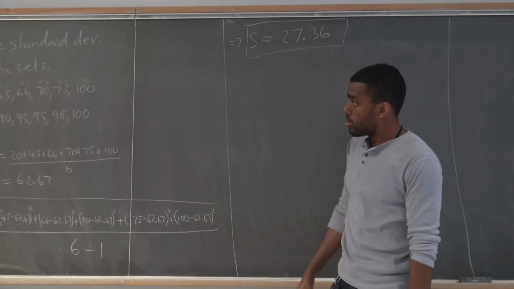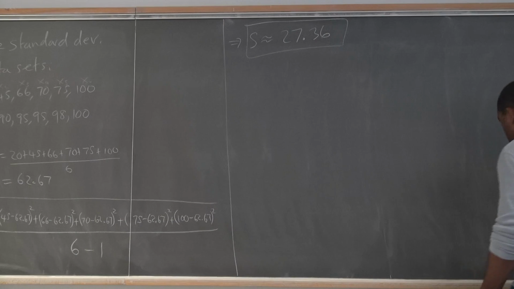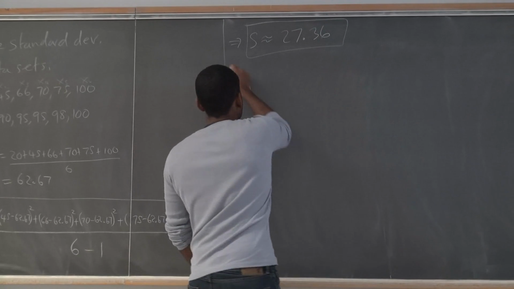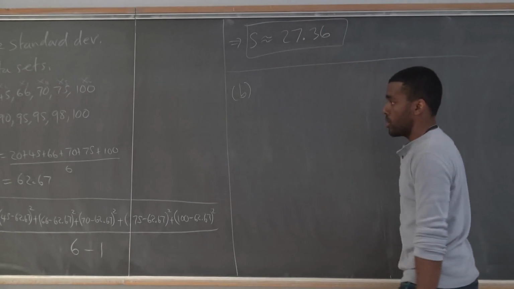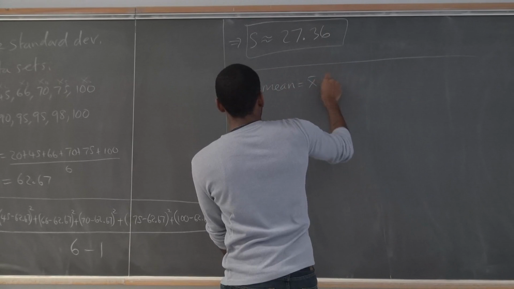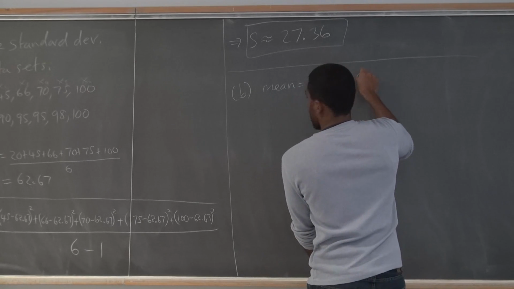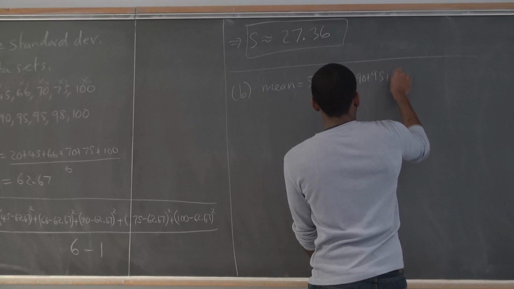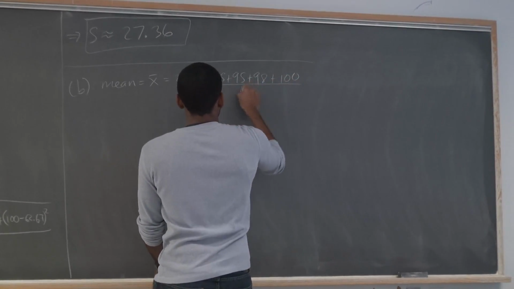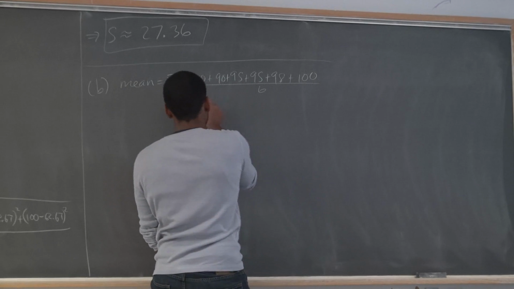Anyway, so that's that. Now, typically, how people do this is they try to throw things in a table. So let me do that in part B. In part B, again, we need the mean, which is x bar, which is 20 plus 90 plus 95 plus 95 plus 98 plus 100 all over 6. And we got here to be 83.